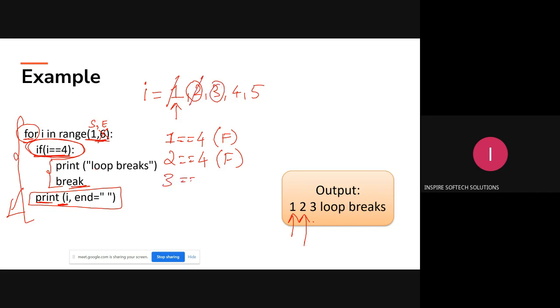3 equal to 4? The condition is false. If it is false, can I go inside? No. I'll be printing this. The I value is going to be 3. Now, the next value is going to be 4. Now, 4 is equal to 4. Can you see it? Both the values are the same. So the answer is going to be true.